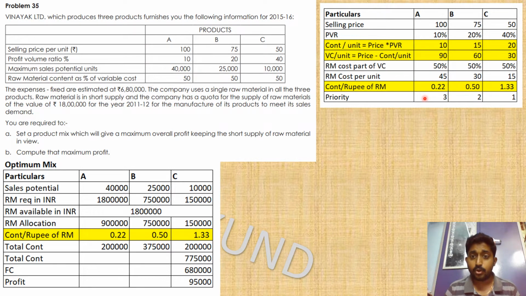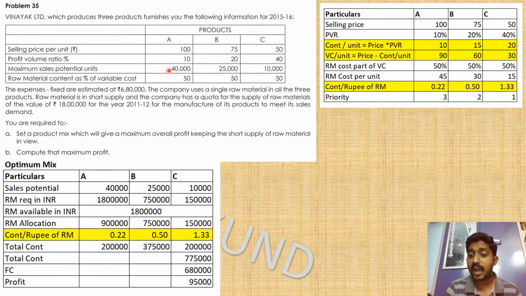Okay, so guys, you know the contribution per rupee. We have a contract of raw material given to the supplier for 18 lakh rupees. Now this 18 lakh raw material has to be allocated between A, B, and C. Now we have to see the problem in a different way. What is the maximum sales potential? We have to take the maximum sales potential.